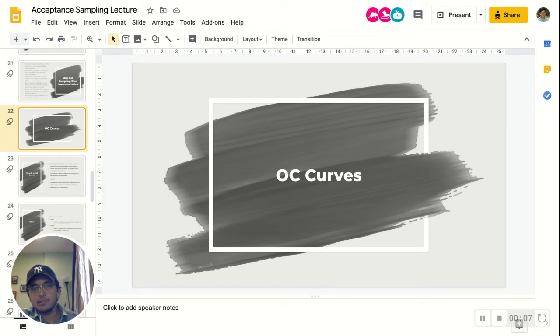More specifically, what are OC curves, the different types of OC curves, the variables that go into it, the properties, and lastly, the calculations. So let's get started.